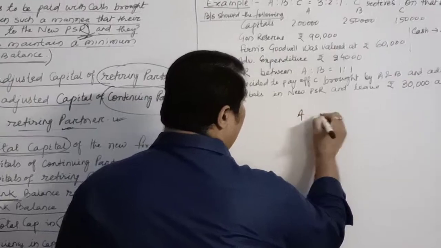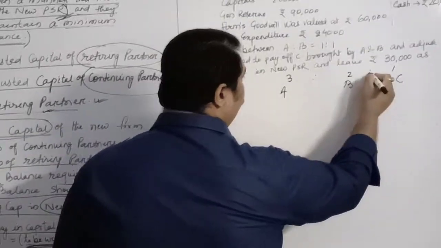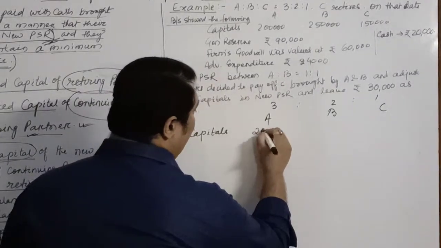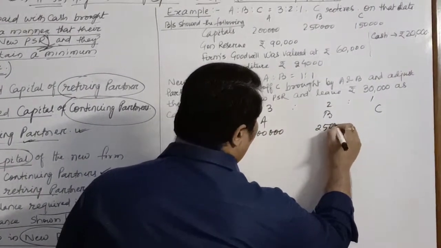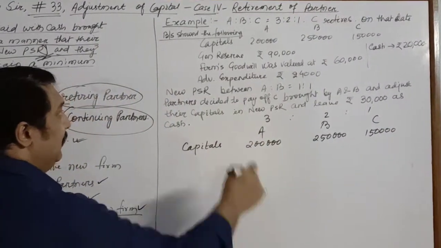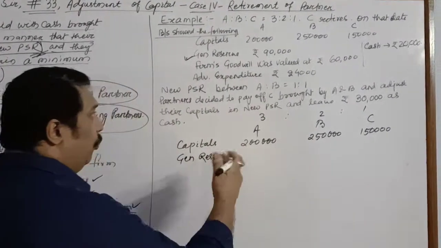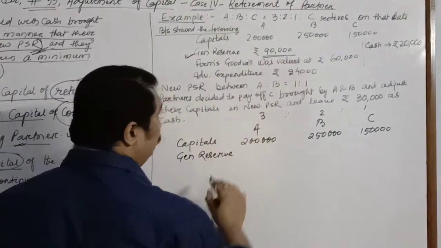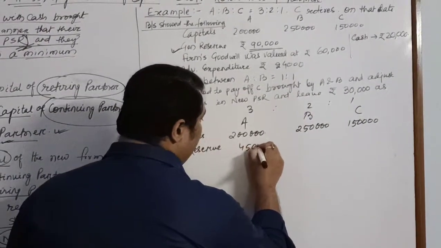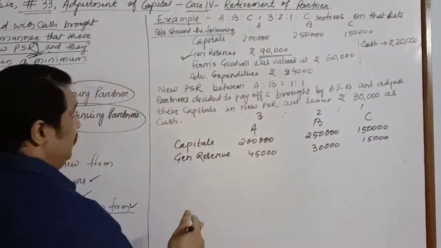Over here, there are 3 partners A, B and C who share profits and losses in the ratio 3:2:1. Question has already given you the capitals. Capital of A is rupees 2 lakhs. Capital of B is rupees 2,50,000. Capital of C is rupees 1,50,000. Now general reserve is there. So as you know, general reserve is distributed in the old PSR. General reserve is 90,000 to be distributed in the ratio 3:2:1. So it will be 45,000, 30,000 and 15,000. This will be the share of all the 3 partners.